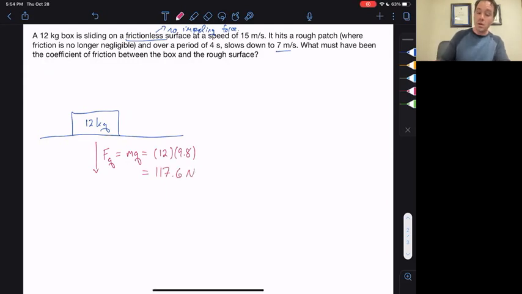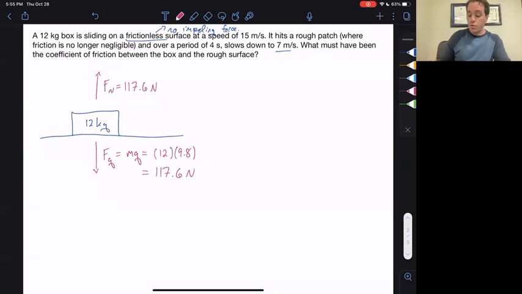Okay, and because the box is not falling through the floor and is not getting launched off the floor, we know that the normal force, which opposes the force of gravity, must be the exact same magnitude. So the normal force here is 117.6 newtons as well. Not because we calculated it, but because it must be the same as the gravitational force to keep the box from flying into the air or falling through the floor.